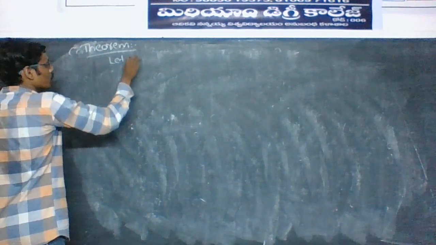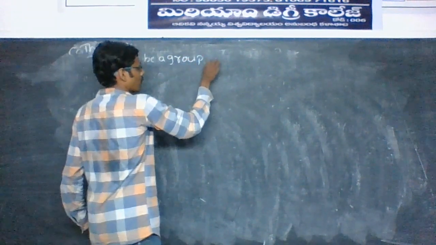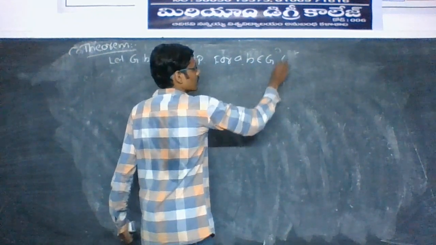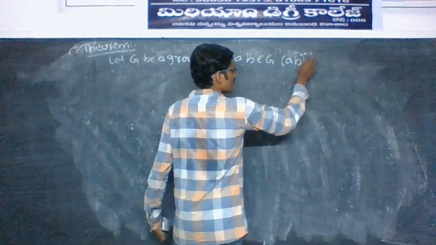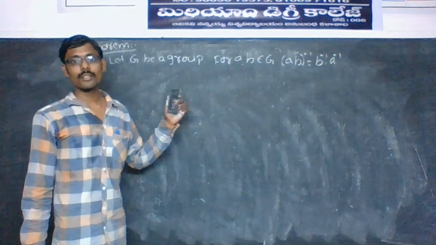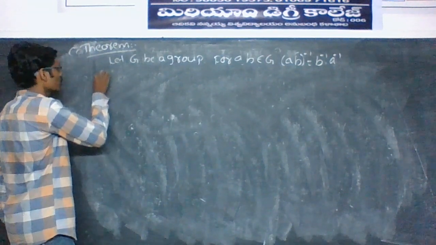Let Z be a group. For A, B belonging to Z, AB whole inverse is equal to B inverse into A inverse. Proof.